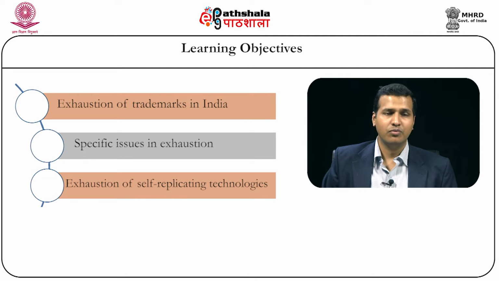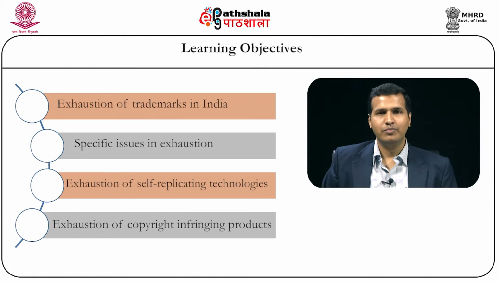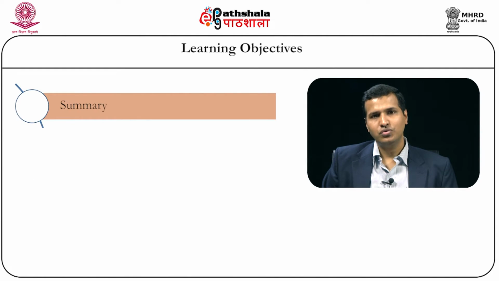We'll look into the Bowman versus Monsanto decision delivered by the Supreme Court of the United States a couple of years back. We'll also discuss exhaustion of copyright infringing products, where the object of the sale or importation of the product into India is not necessarily the copyrightable work itself. So in relation to ancillary works, how does copyright law envisage exhaustion will be discussed in this module. Finally, we'll end with a brief summary of the issues we have discussed and conclude with some understanding of the regime of exhaustion and the future of exhaustion in India.